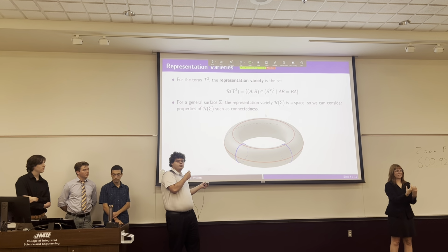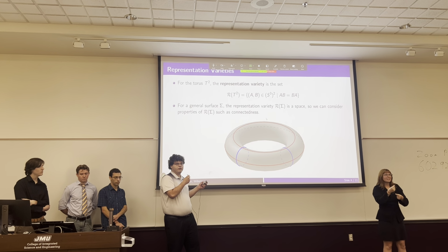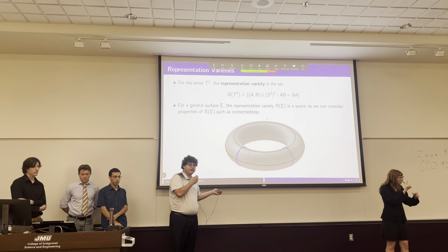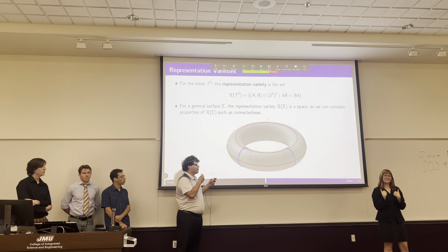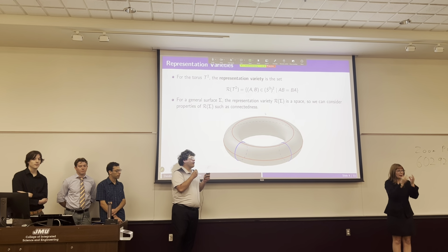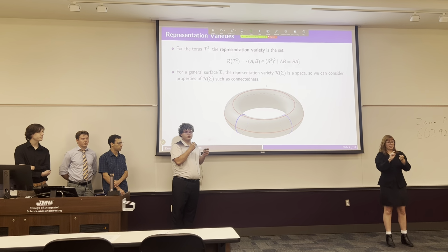And now that we've done that, we can begin to think about interesting properties of the representation variety. For example, is it connected? If it is not connected, then how many connected components does it have? And by doing this, we can begin to understand pertinent information about our surface or about transformations of the surface that we would wish to understand.